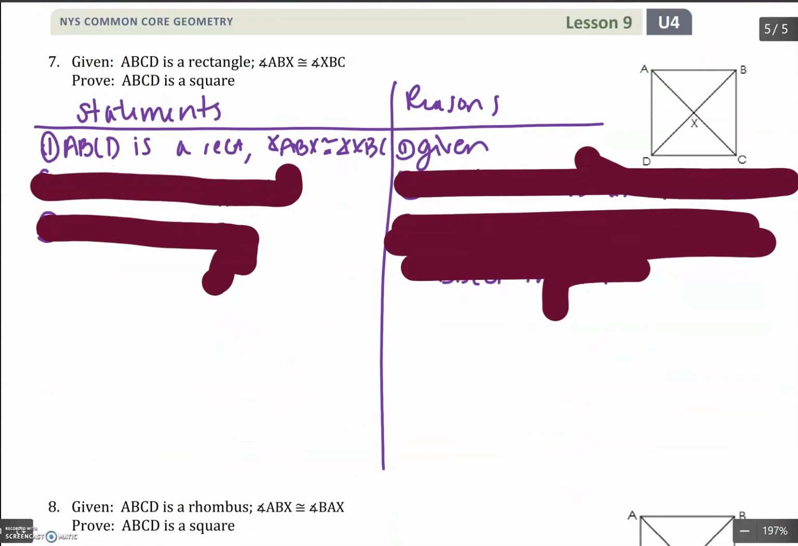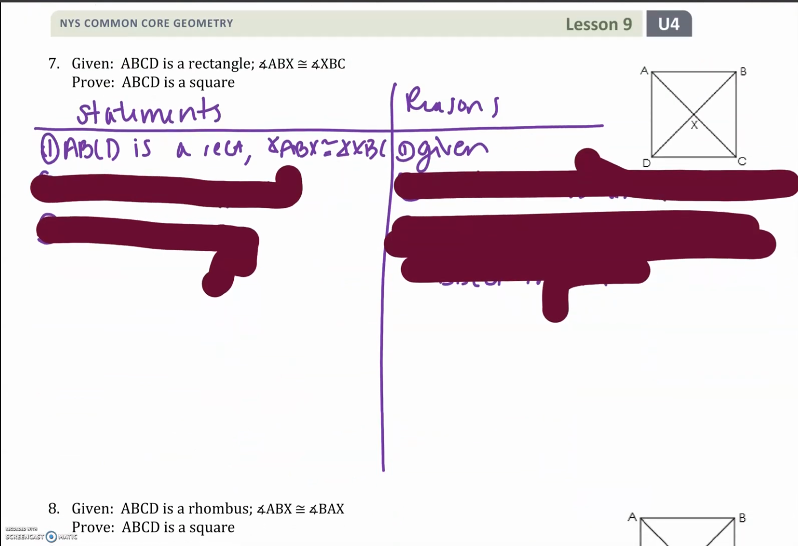All right, and the last one I'm going to do for this lesson is here. Number 7, a little bit weird. We're trying to prove that this rectangle is a square. So basically we have that it's a rectangle already. We just need to show that there's a rhombus property that's true too. That's not normally true in a rectangle.